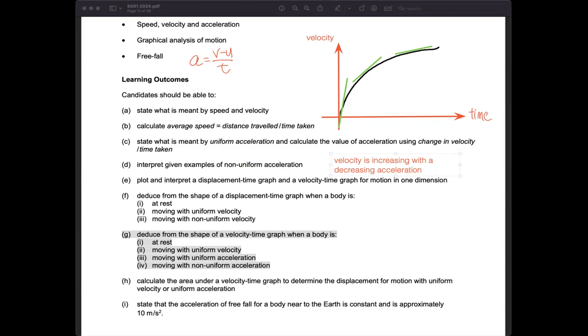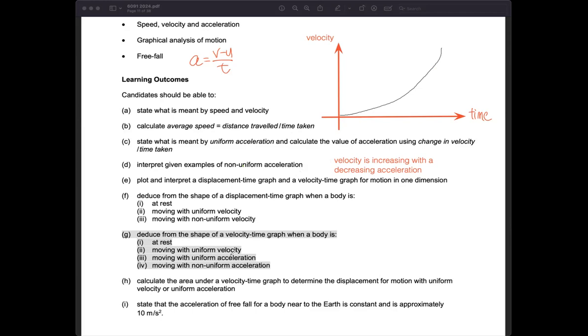Okay, so let me go through another example. How about this example? Let me show you. The speed is also going up. Your velocity is going up. But how do you describe this motion?